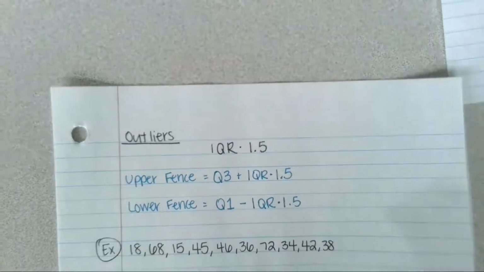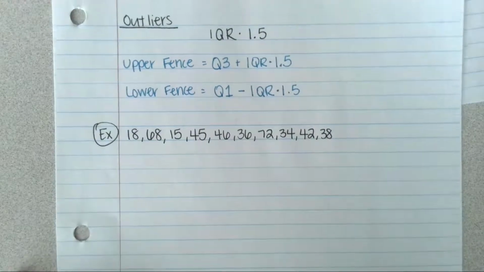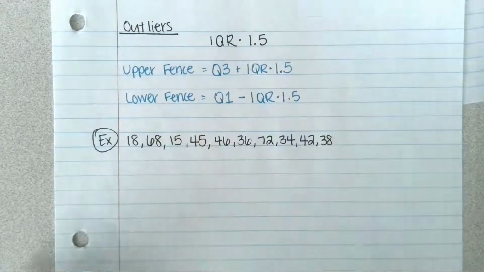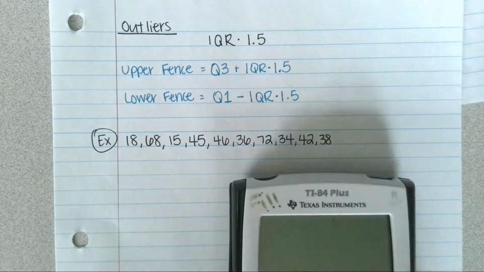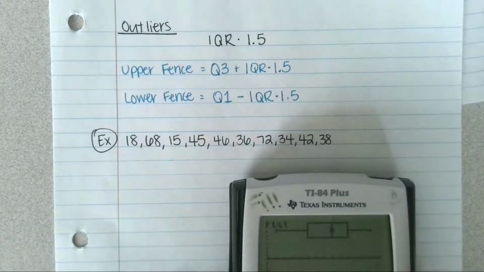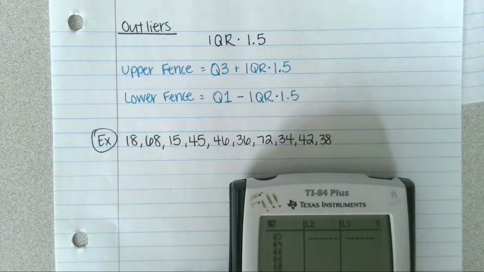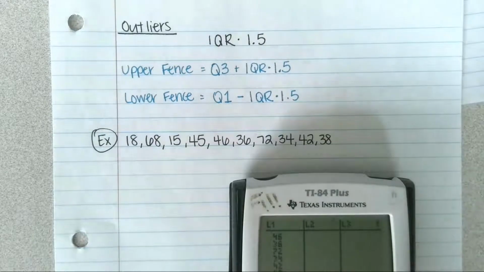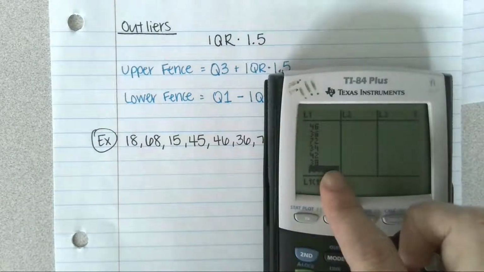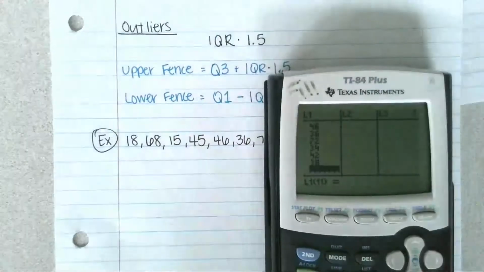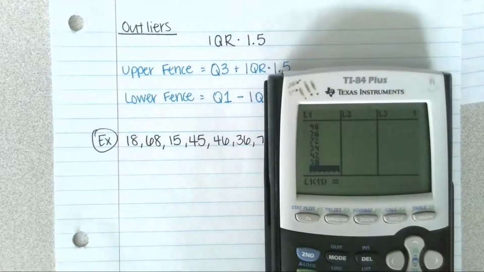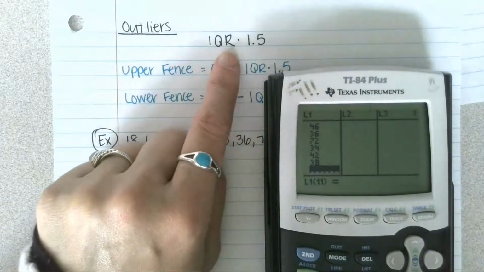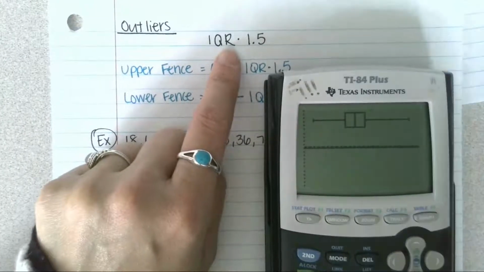So let's take a look at this example that I've given you. We have this set of values, and for this data set, I'm going to go ahead and put them into my calculator. It doesn't matter that these values are out of order. I'm just going to put them in exactly how I see them. The calculator can deal with everything from there. So to start off by finding IQR, I need to press zoom 9 and then trace.